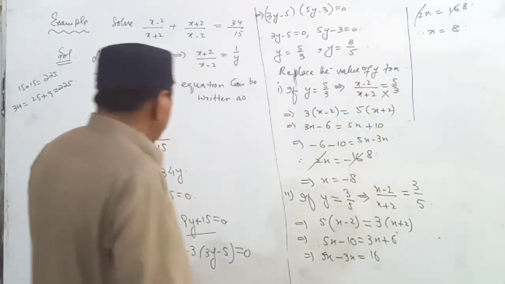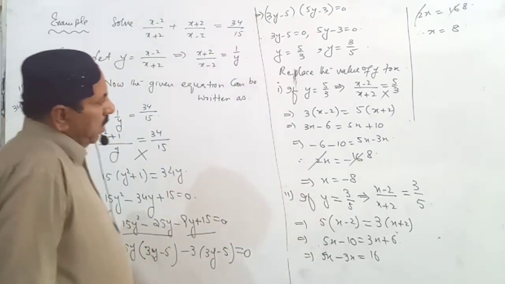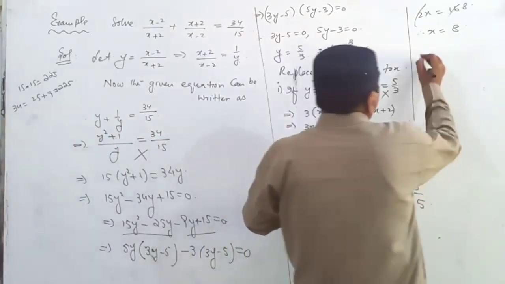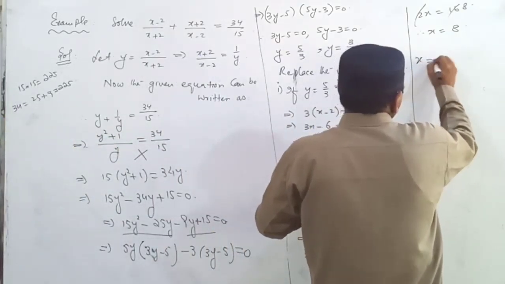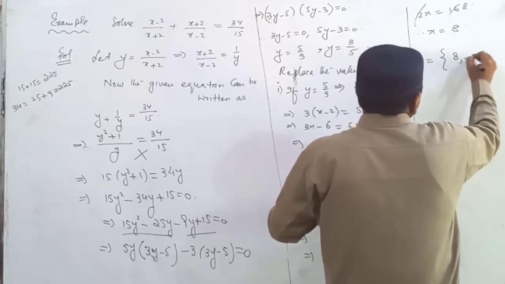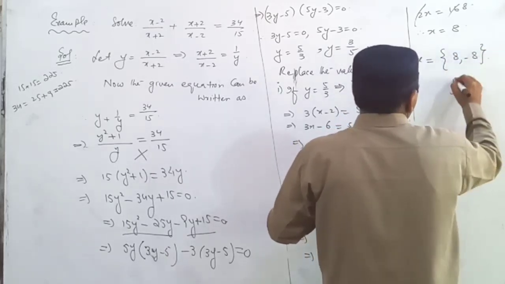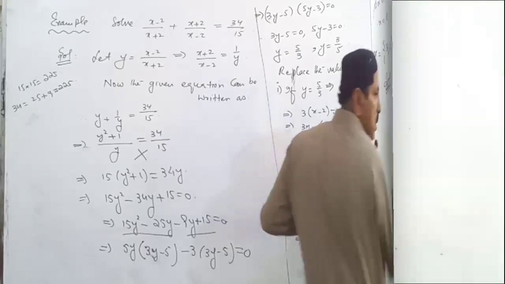So our solution set is 8 comma minus 8. Therefore, the value of x is equal to 8 comma minus 8. This is the answer.